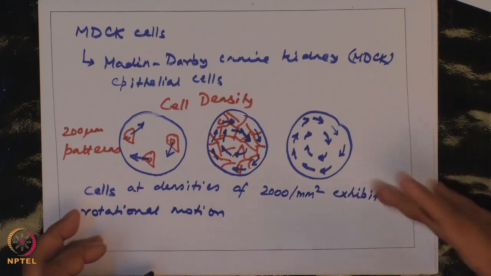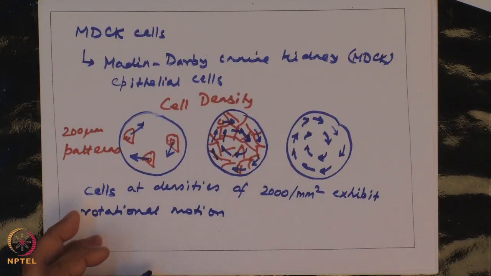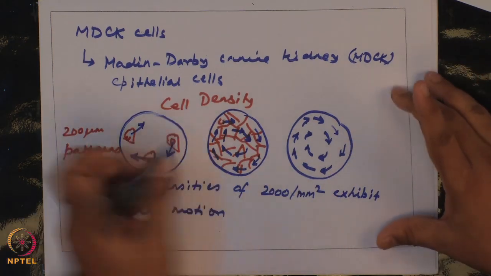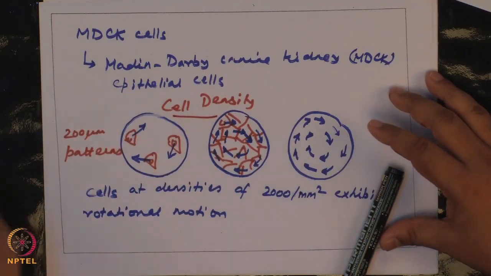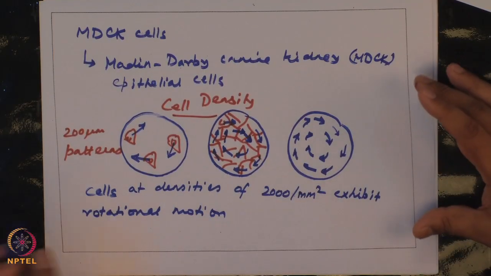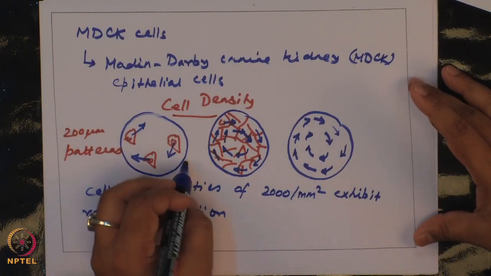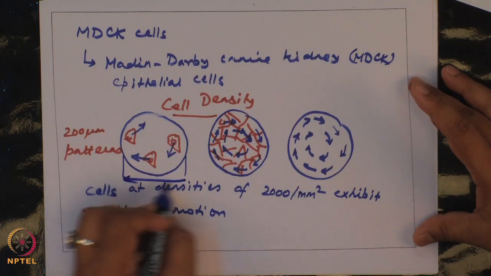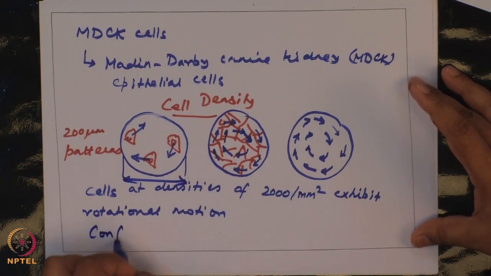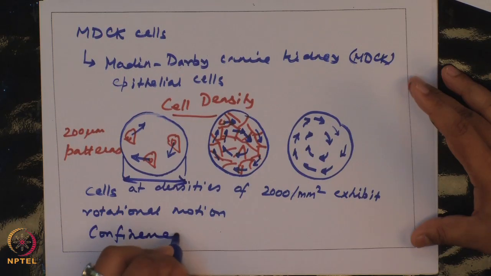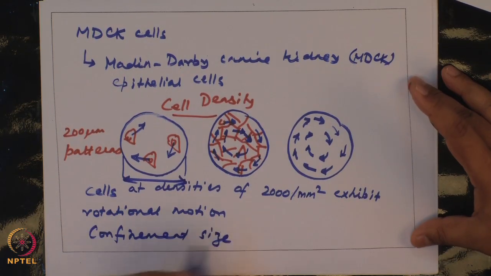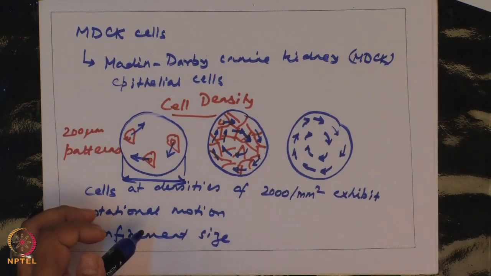So, this is called coherent angular rotation. Cell density is one of the factors which regulates coherent angular rotation. Apart from cell density, the size of the pattern, or confinement size, is also one of the factors which regulates this kind of rotation. So, if you make your tissues bigger and bigger, then this rotation will stop.